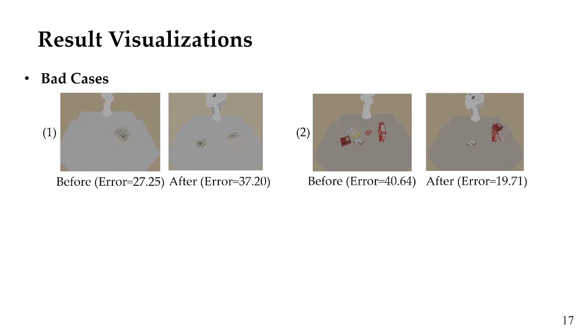However, our solution will fail in more difficult tasks. In case 1, plates are in high occlusion, so the detection and pose estimation results are bad. This leads to a large error after the execution. In case 2, the large red box needs to be laid flat on the table, but our method cannot place the object in the specific pose.